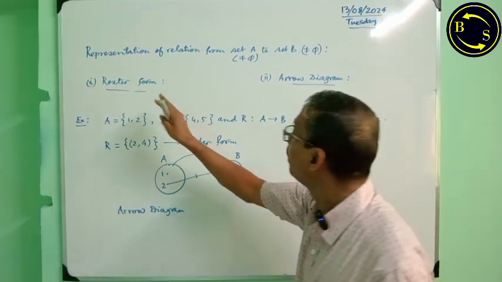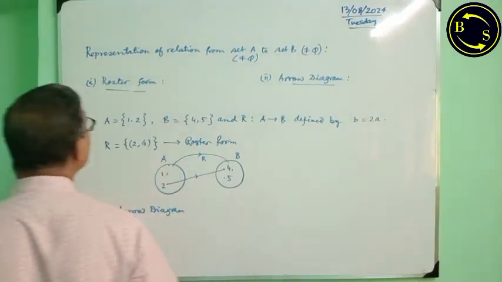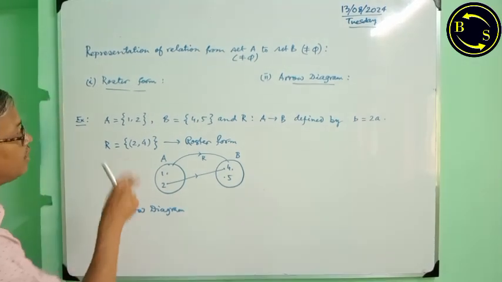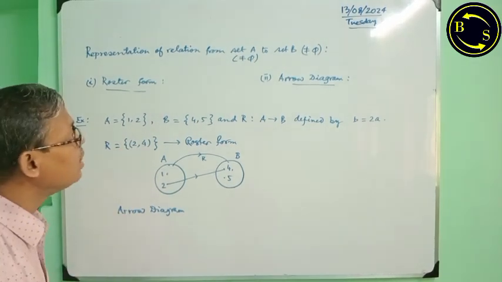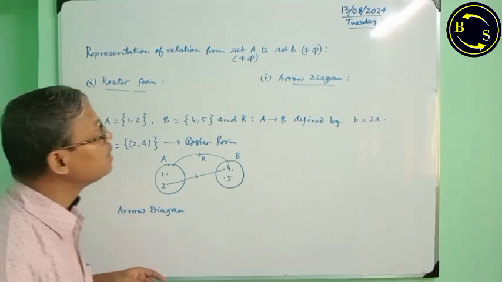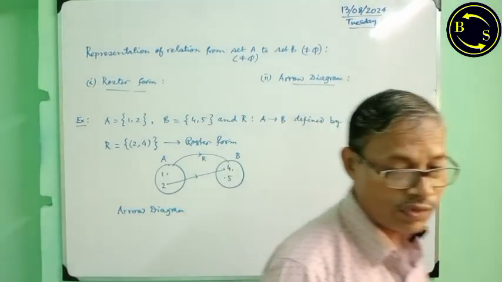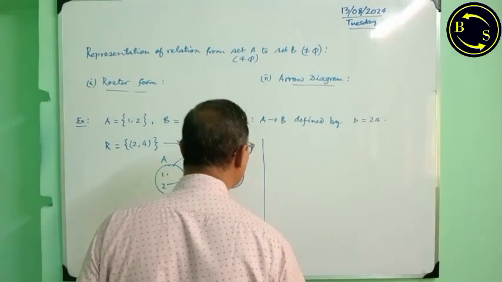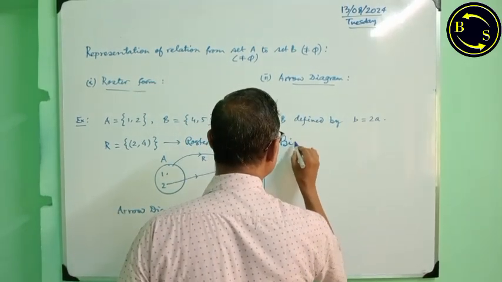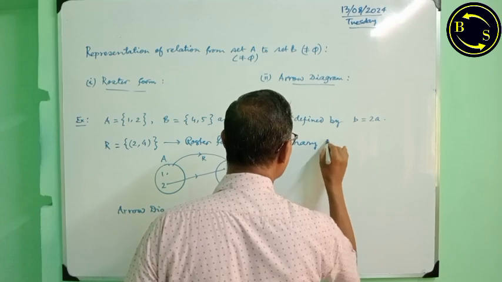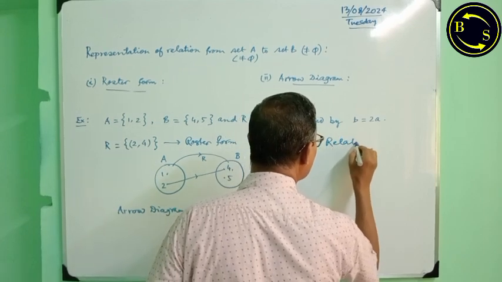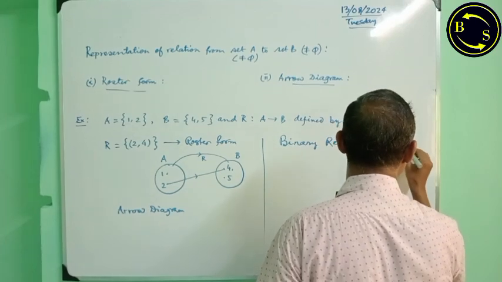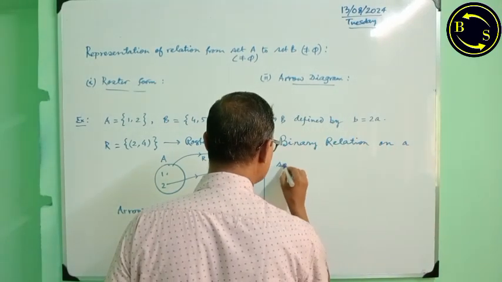Normally, we use these two representations, roster form and arrow diagram. We have taken one example and clarified that. Next, we move to binary relation on a set.